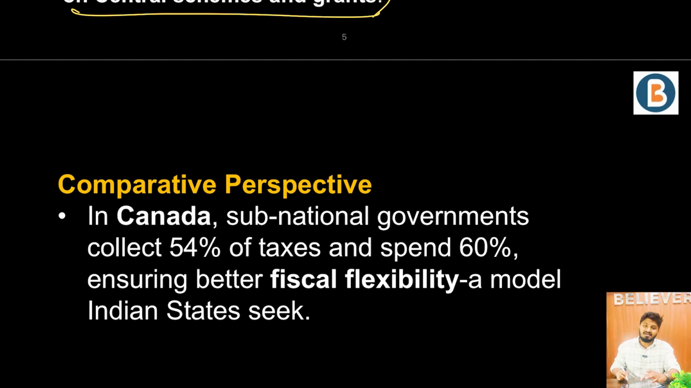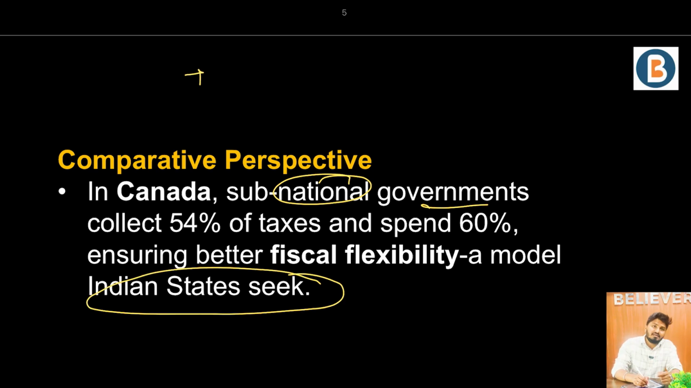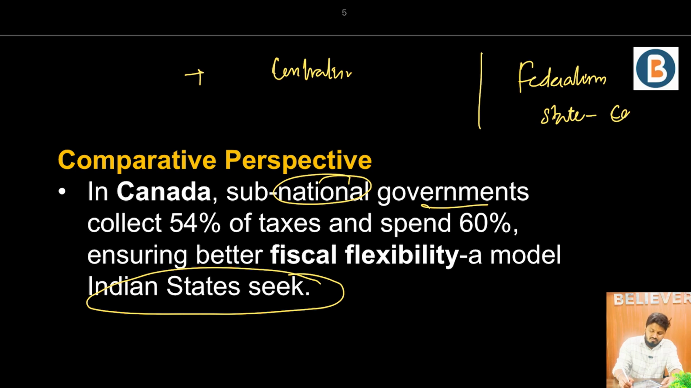So the comparative perspective is the best practice in Canada, where subnational governments, that is the state governments, collect 54% of the taxes and spend 60%, ensuring fiscal flexibility, a model Indian states seek. The Canadian and Indian federalism is almost similar, that is a centralizing tendency with federating states, whereas in the USA federalism is completely different, because both the states and center have equal powers in most cases, but in India and Canada the center has more power compared to the states.